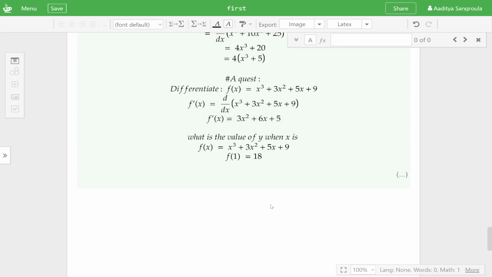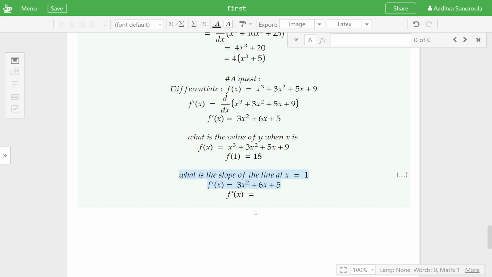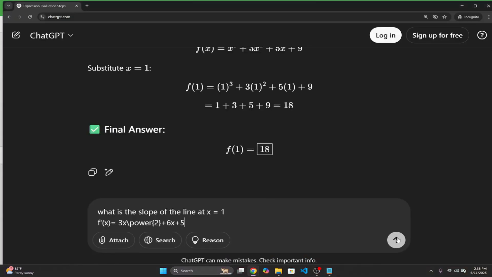So when we want to know the slope of the line at x equals 1, we do f prime at 1 equals 2, and let's give it to ChatGPT. I mean, I can do it myself. That would be 14, right? But let's give it.